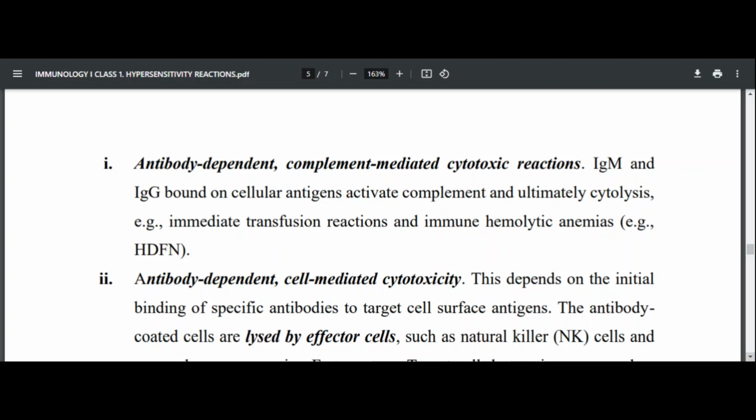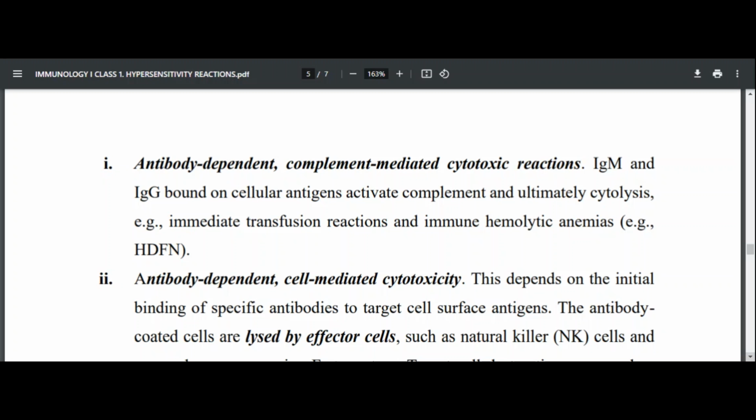So this just means that the antibody involved here is IgM, which is going to bind to the antigens on RBC, for example, after a certain transfusion of blood, or in case of hemolytic disease of the fetus and the newborn.